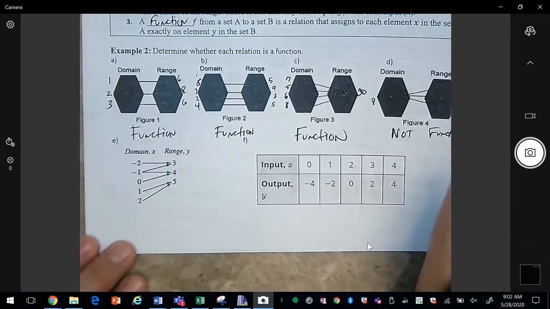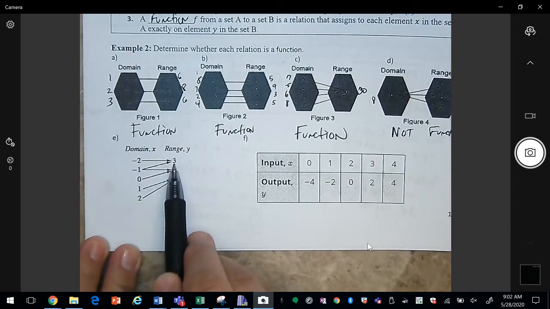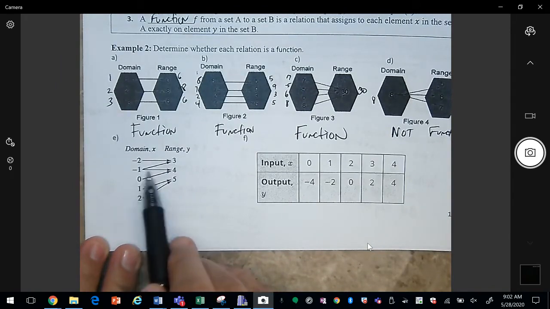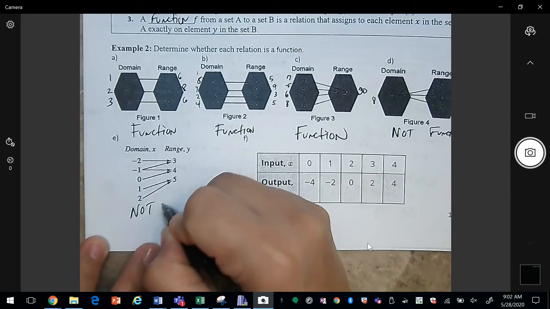Okay, letter E. So we ask the same thing. Is -2 going to only one thing? Yes. Is -1 going to one thing? The answer is no. -1 goes to 3 and it also goes to 4. So automatically that makes that not a function.